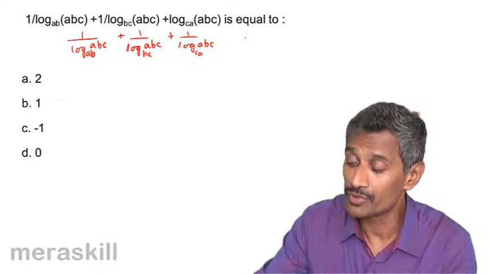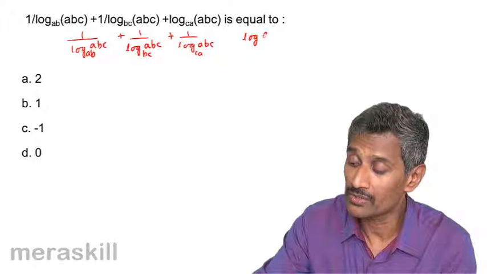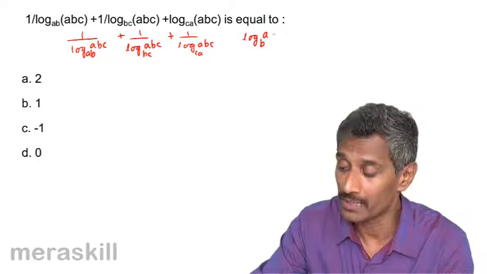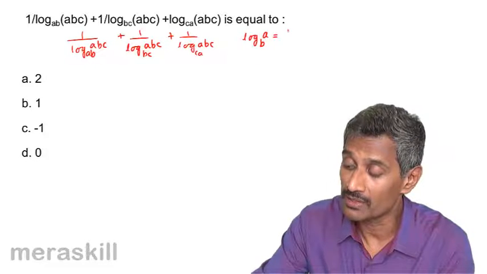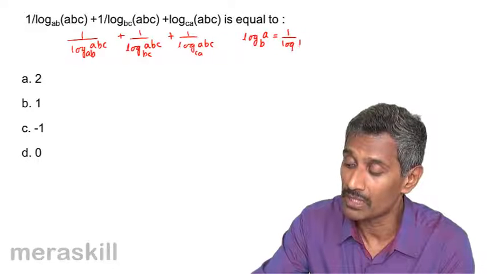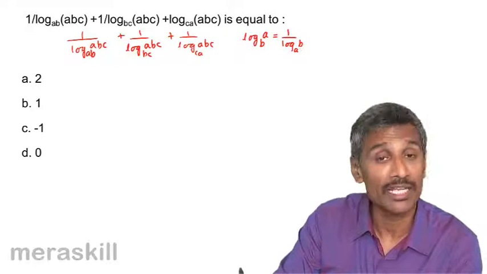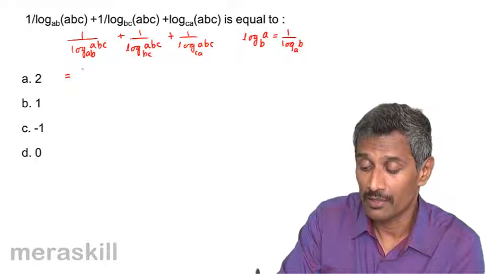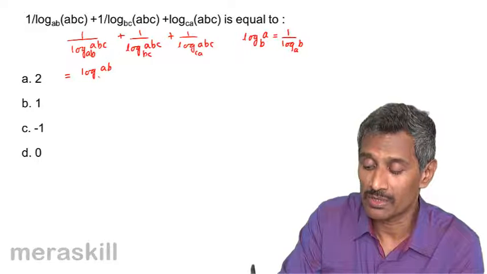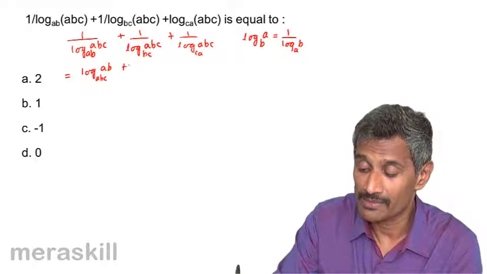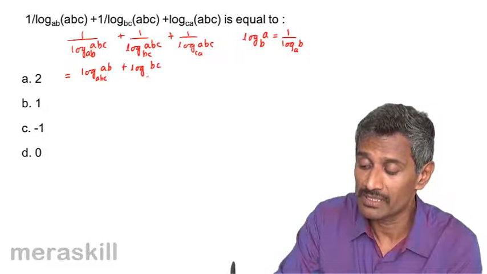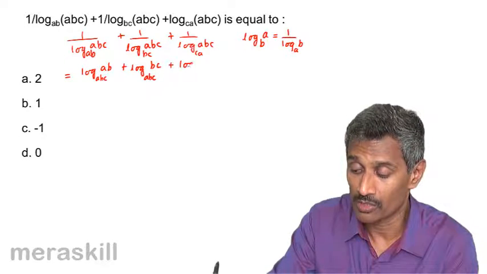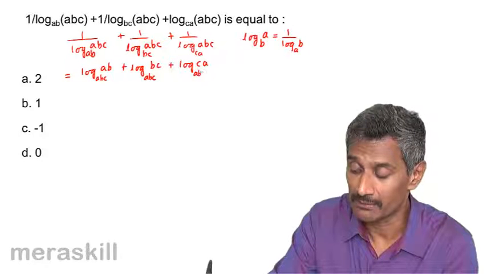Now here we are going to use the rule that log A to the base B into log B to the base A is equal to 1. In other words, log A to the base B is the reciprocal of log B to the base A. So if you interchange the base and the power, it becomes a reciprocal. Hence this now becomes log AB to the base ABC plus log BC to the base ABC, and yes, log CA to the base ABC.